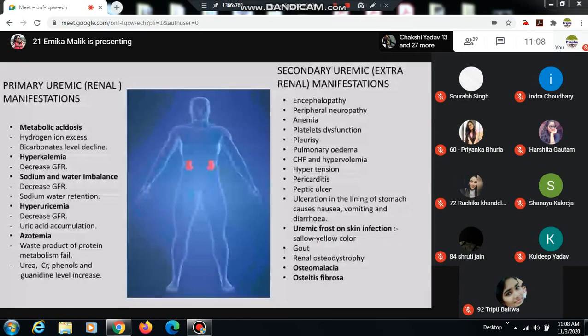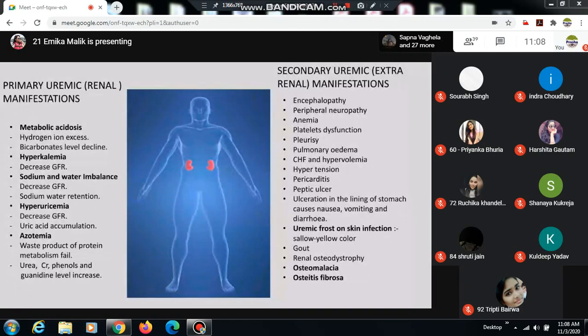In primary manifestation, metabolic acidosis occurs, hydrogen ion excess, bicarbonate level declines. Hyperkalemia, potassium level increases in blood, which decreases GFR. Sodium and water imbalance decreases GFR, sodium retention occurs. Hyperuricemia, uric acid increases in blood, decreases GFR, uric acid accumulation can be seen in the body. Azotemia, waste products of protein metabolism fail, urea, creatinine, phenol, and guanidine levels increase.